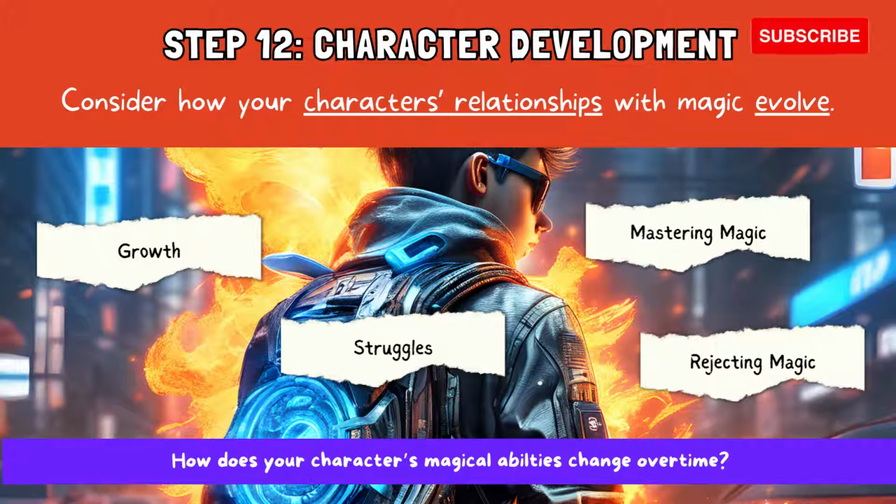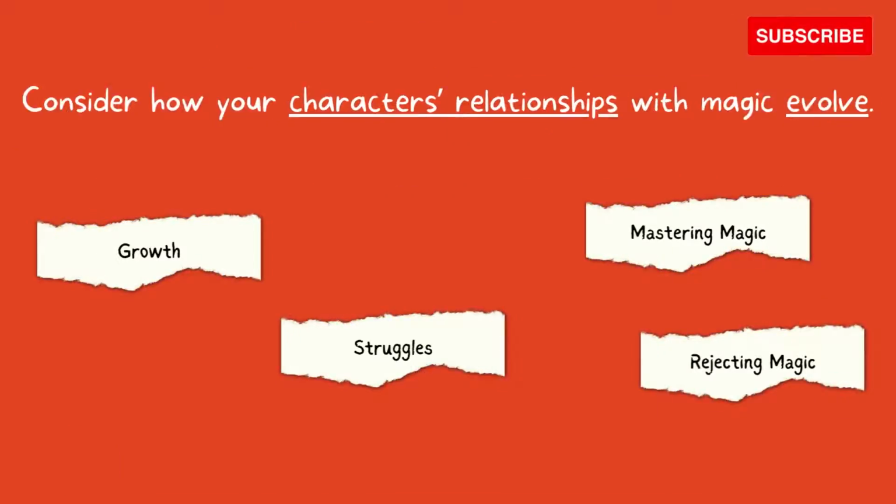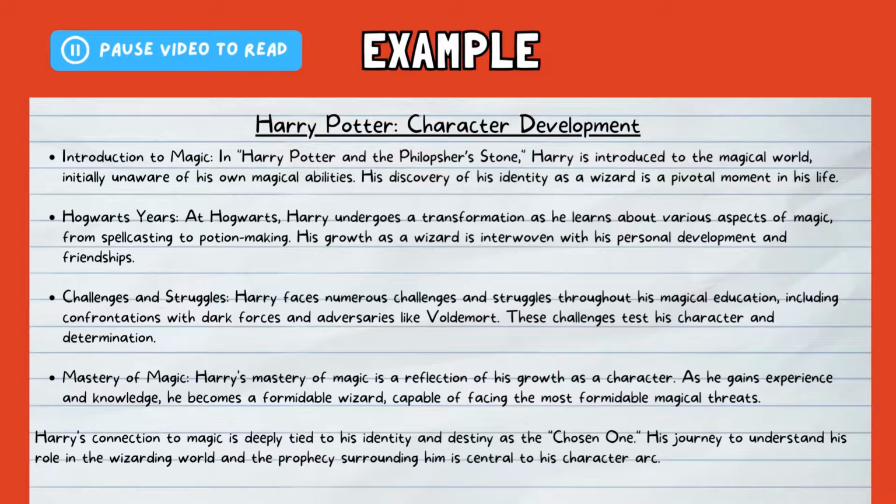Step 12. Consider how your character's relationships with magic evolve. Their growth and struggles in mastering or rejecting magic can be central to the narrative. Characters discovering their powers provides built-in development. Their magic reflects their personality and values. Make sure your character's magical growth ties deeply into their emotional arcs. In Harry Potter, Harry's journey from a young boy discovering magic to a skilled wizard with a profound sense of responsibility is a central element of his character development, and a key part of the narrative in the series.